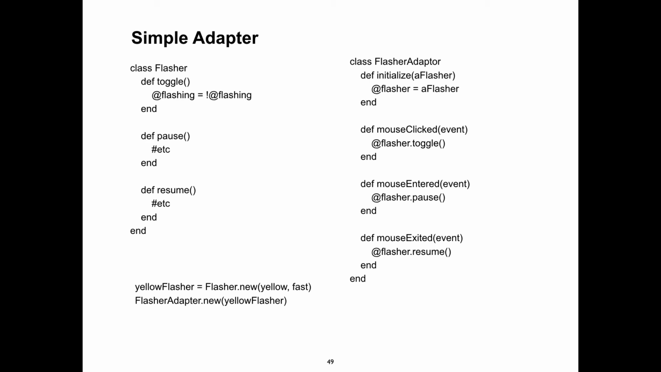Well, when you subclass it, what are you doing? You're taking that mouse enter and you're doing something else, like we're doing here. So that's where the adapter comes from. You're adapting from their UI to your application. It's basically mouse entered, what do you want to do? That's what we're doing here. Mouse entered, I'm going to call pause on my flasher. Mouse exit, and I resume. And mouse clicked, I can call toggle.